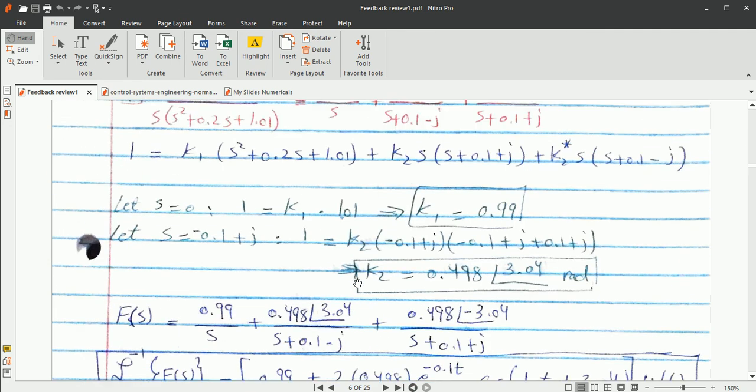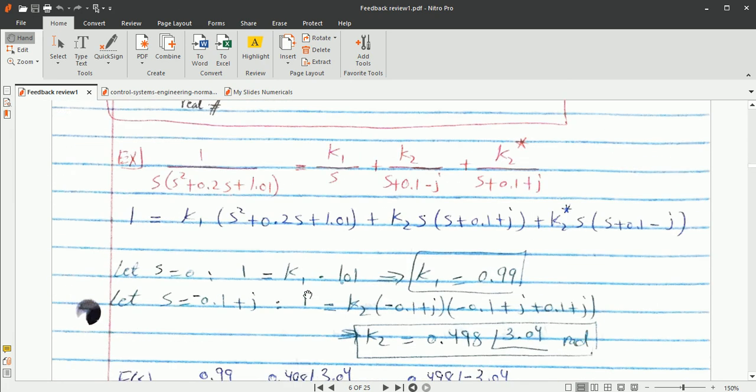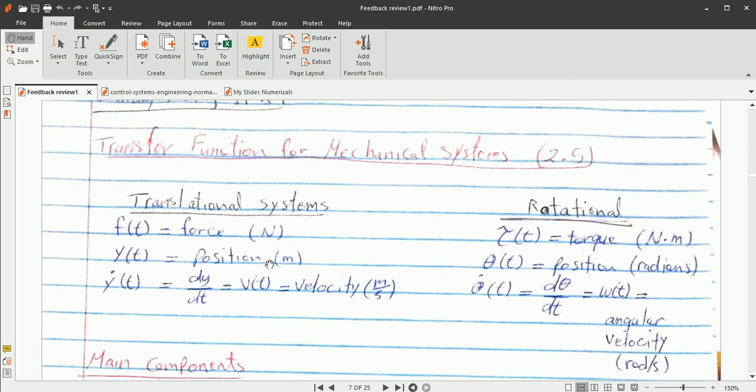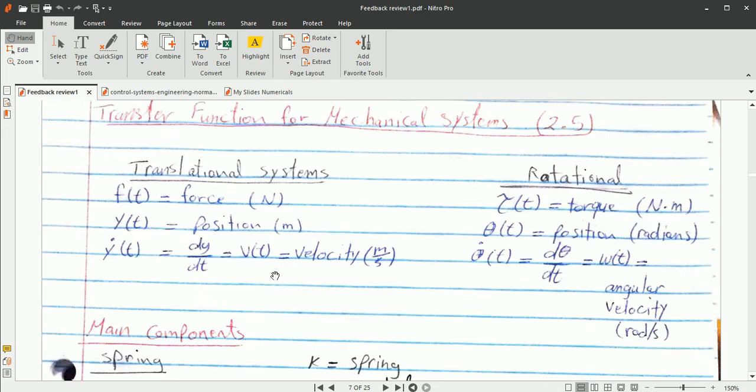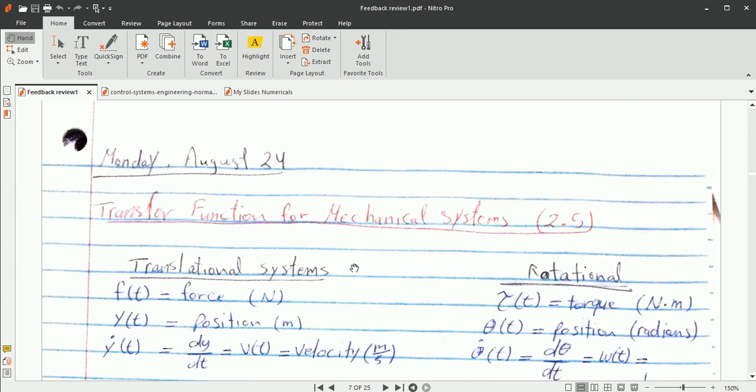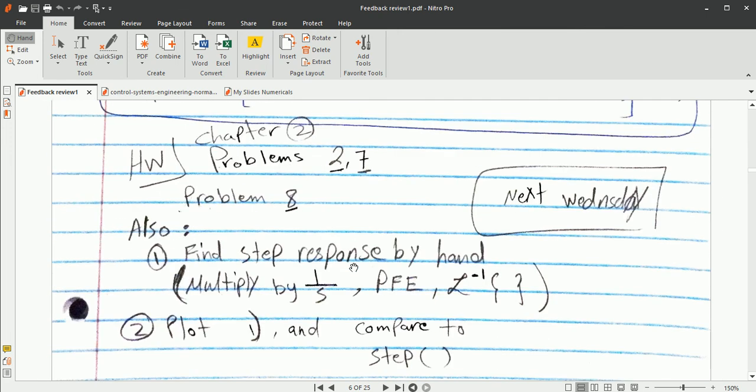Okay, so these are the three cases. Now further we have the mechanical system. I think we can start now, or should we start in the next lecture? Okay, we will discuss it in the next lecture.